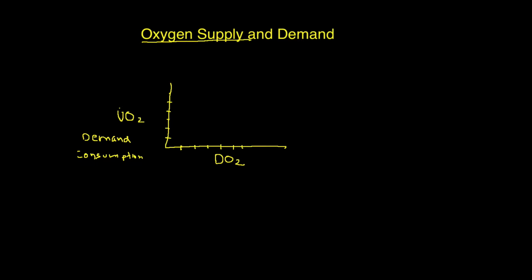But let's first consider the determinants of VO2 and DO2. DO2, as I recall, was the content of arterial oxygen times the cardiac output. And CaO2 involves hemoglobin concentration, saturations, and a constant. So essentially, the main constituent of that mixture is hemoglobin concentration times cardiac output.